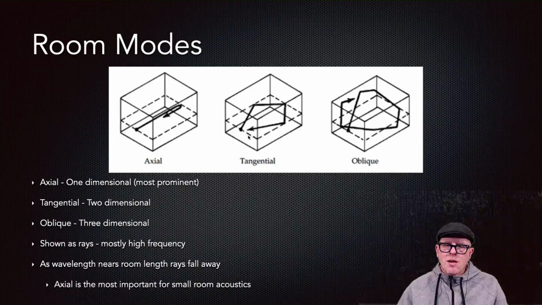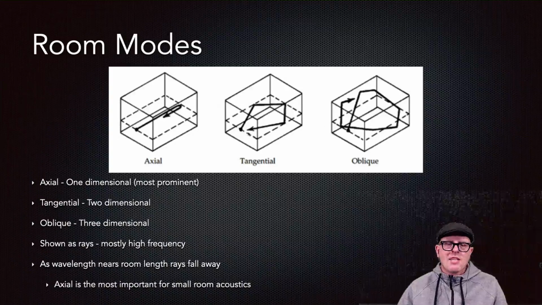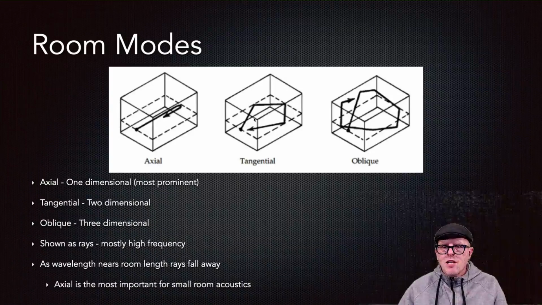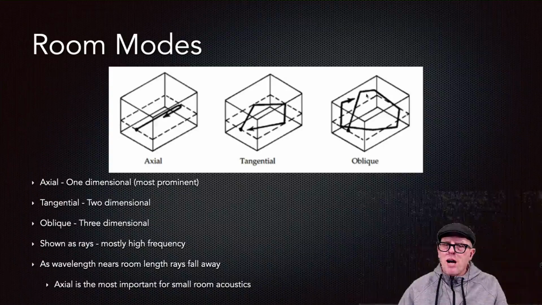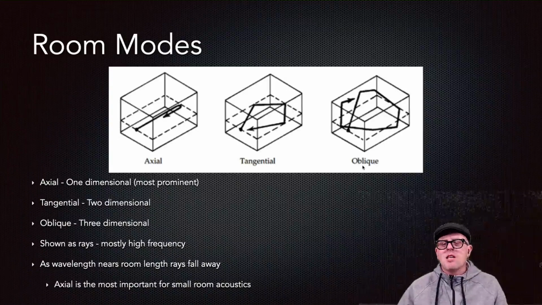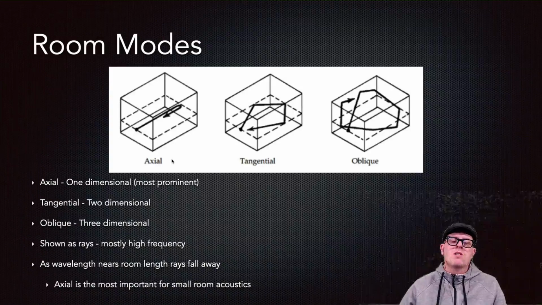Tangential modes basically bounce there, there, there, and so it sets up a wave that bounces around the room. In one axis, this is one dimensional. This is a two-dimensional one right here that we call tangential. And oblique is where it bounces up to the ceiling, to the wall, down to the floor, back up. So oblique are going to be three-dimensional standing waves, tangential two-dimensional standing waves, and axial one-dimensional standing waves. And like I said, the axial ones are by far the most apparent.